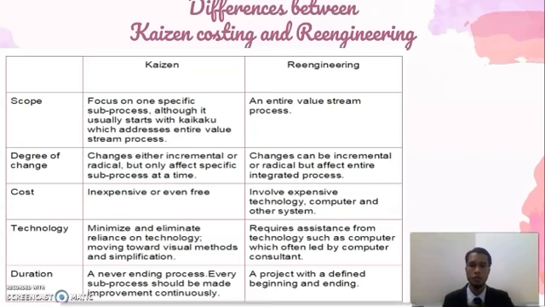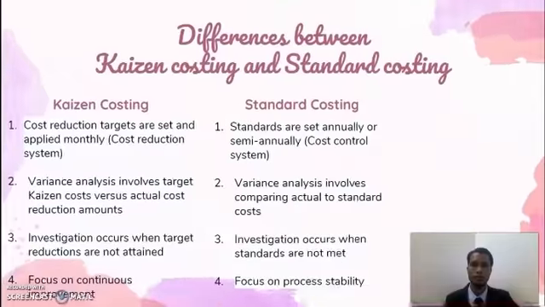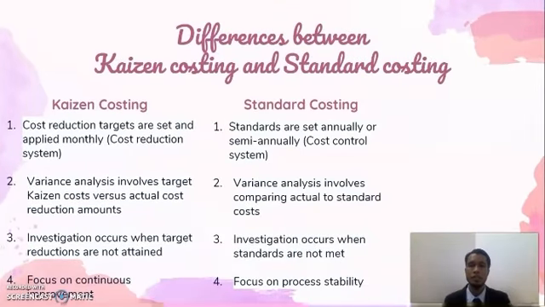We go to the next, which is the differences between Kaizen costing and standard costing. Kaizen costing, cost reduction targets are set and applied monthly, which is a cost reduction system, while standard costing targets are set annually or semi-annually, which is known as a cost control system.